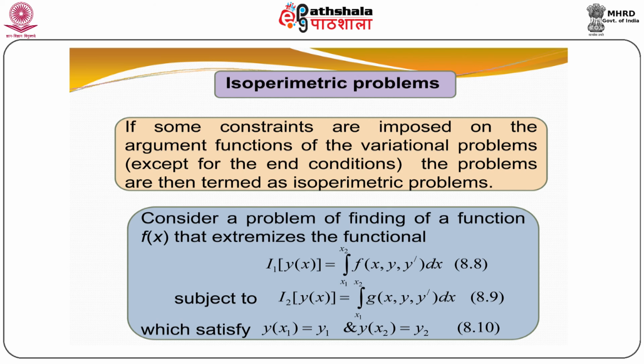Consider the simplest isoperimetric problem, which consists of finding a function f(x) that extremizes the functional I1[y(x)] equal to the integral from x1 to x2 of f(x, y, y') dx, where y' means d/dx of y, subject to the constraint that another integral I2[y(x)] equal to the integral from x1 to x2 of g(x, y, y') dx assumes a prescribed value, and also satisfies the prescribed end conditions, that is, y at x1 equal to y1 and y at x2 equal to y2.